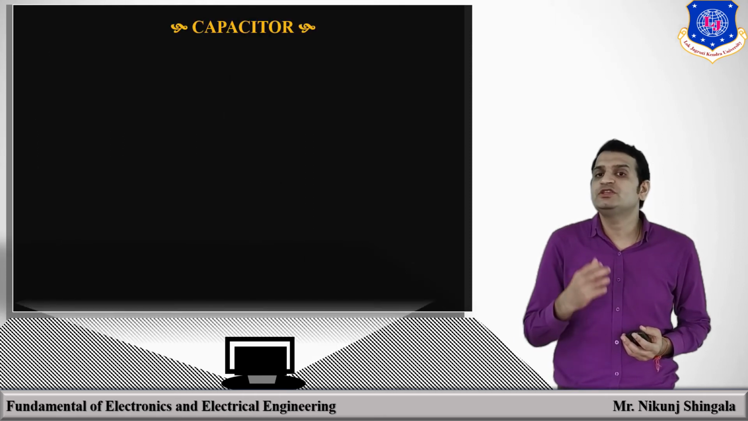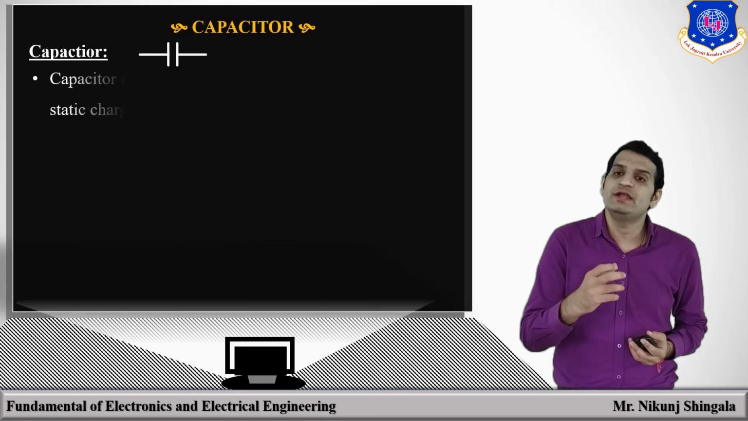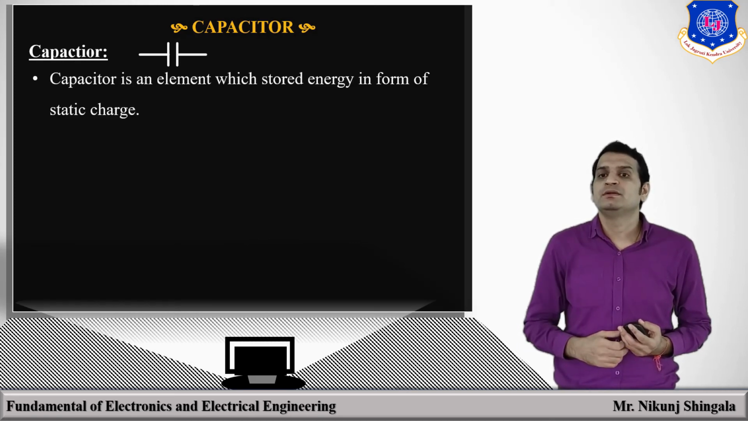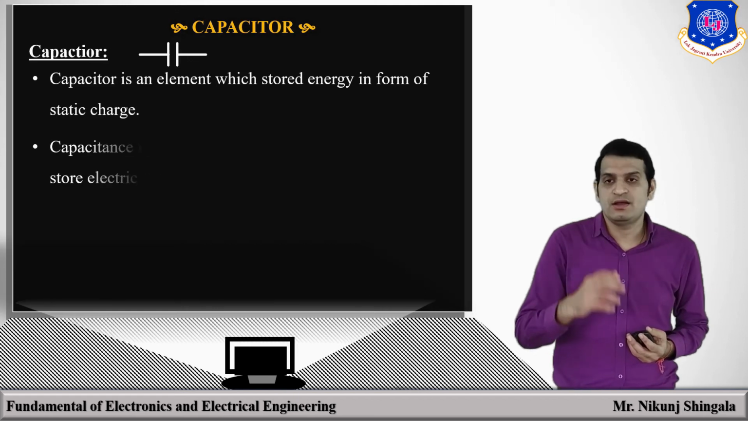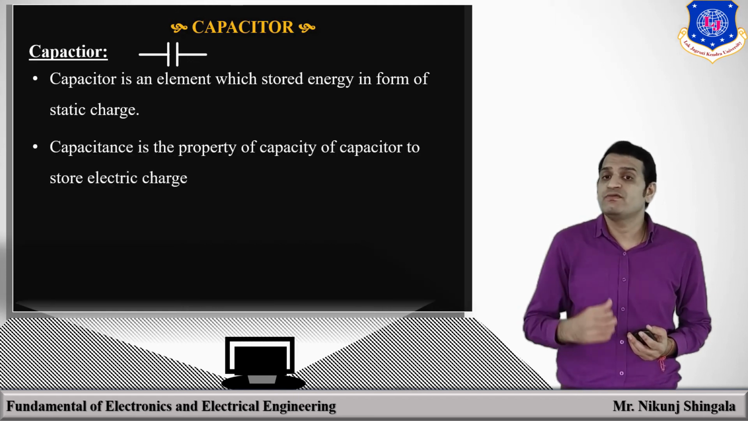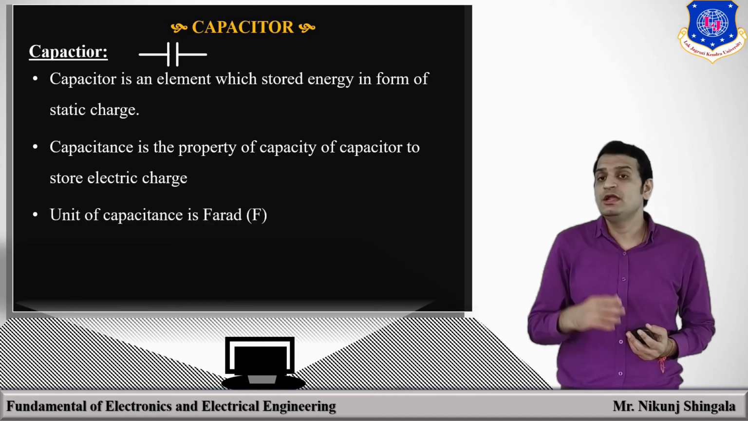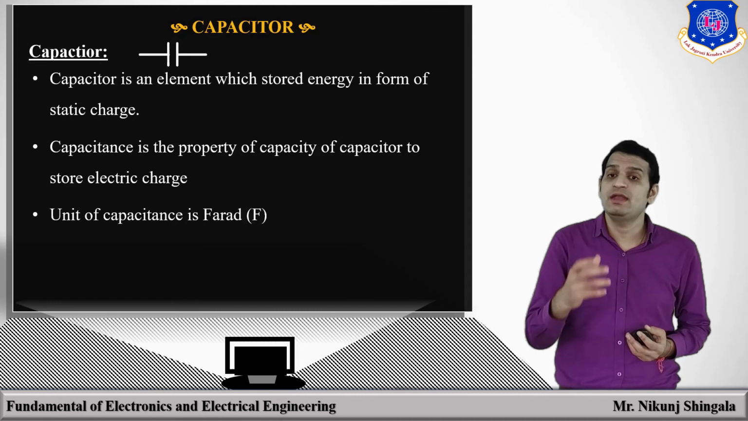Next element is a capacitor. It is an element which stores energy but in the form of electric charge. And capacitance is a property of a capacitor which stores the electric charge. It is measured in terms of farad. Now, farad is a big unit. So, capacitor is specified in terms of microfarad, nanofarad, and picofarad.